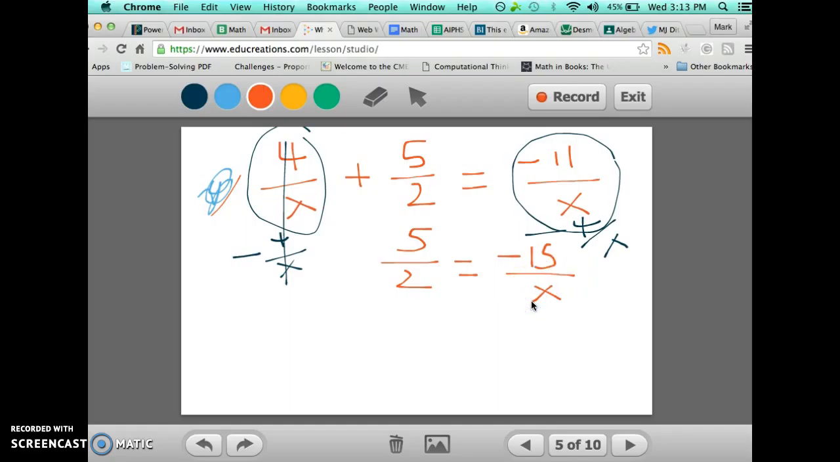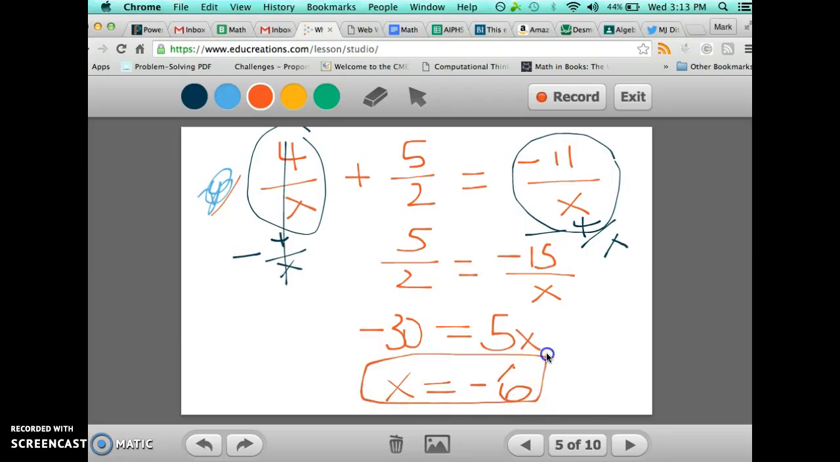When I have it without, I've gotten rid of my plus signs and I just have a proportion, one fraction equals another fraction, then I can cross multiply. And I can say -30 equals 5x. -30 is 2 times -15. Divide by 5 on both sides, and I got x equals -6. So that's one way to do some of these problems.